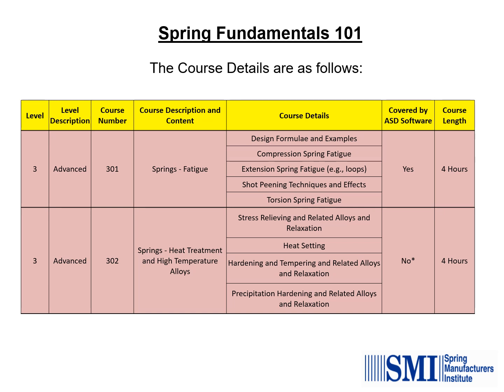On this slide, course details are presented for advanced modules 301 and 302. 301, springs, fatigue. 302, springs, heat treatment, and high temperature alloys. Each module is planned for a 4-hour session. Module 301 will include examples for completion using the ASD7 software. The names for these two courses make them pretty self-explanatory.